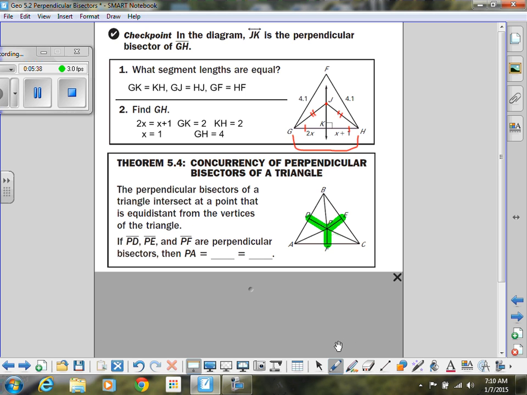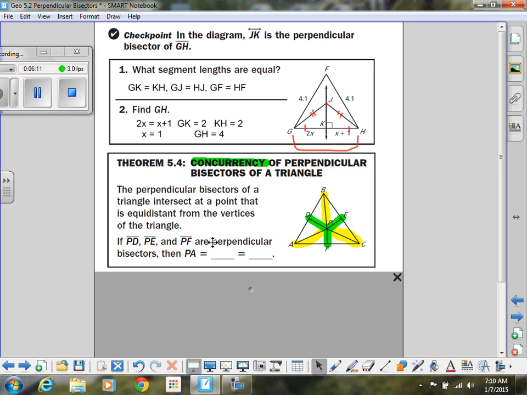Now what this says is, first of all, that all of those will meet. So that's what concurrency means, is that they're all going to meet at one single point. All right, now the other thing this says is that this distance in the middle here is going to be the same distance to each vertex. So P to B, P to A, and P to C. So all of those yellow distances are going to be the same.